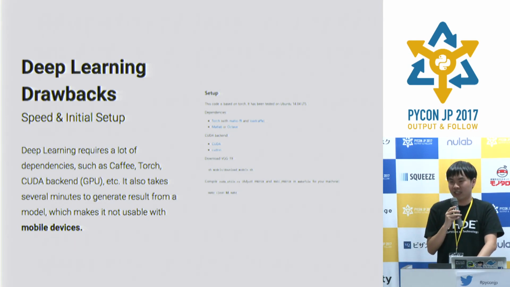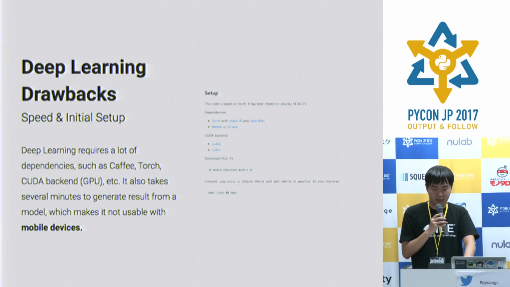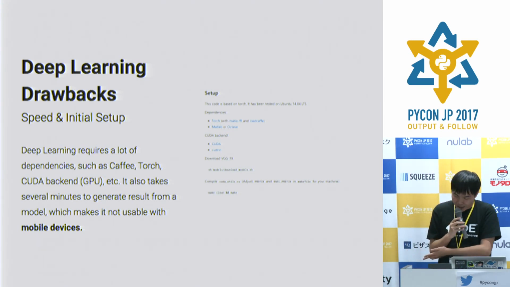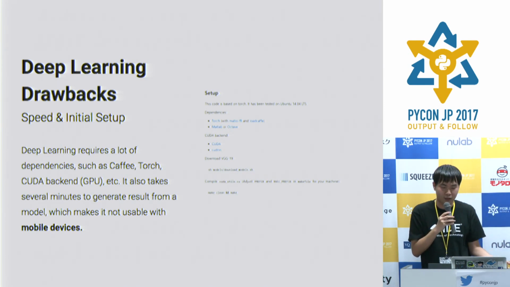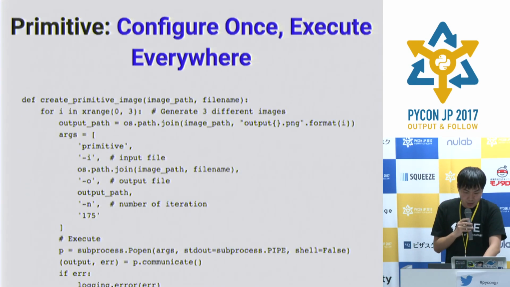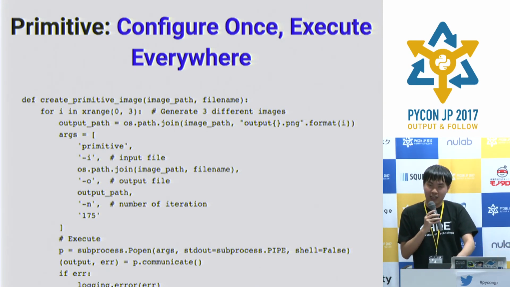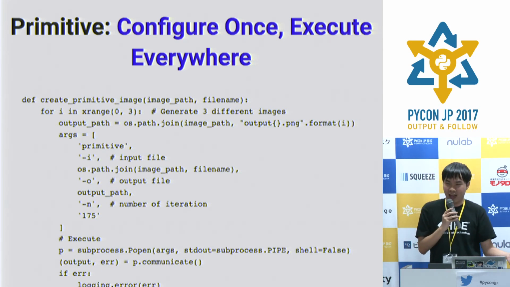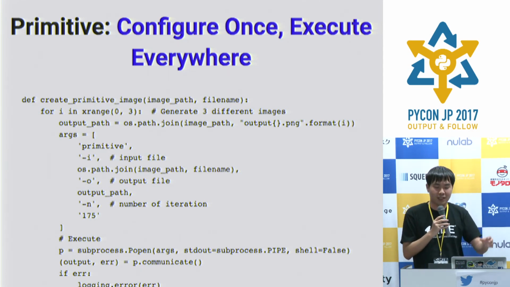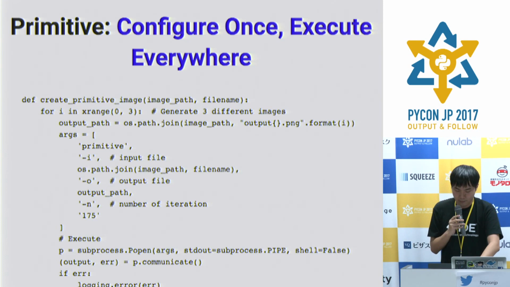The initial setup is usually very complicated. For example, when I tried to run a deep learning library, it required Caffe, Torch, and if it has a CUDA backend, it needs other libraries, which is very complicated. So the idea here is configure once, execute everywhere. You only need to configure your deep learning on your server, and then you can send the results. For example, if I have some images that I want to process, I just send them to my bot, and my bot will process them at the backend and give the result to me.